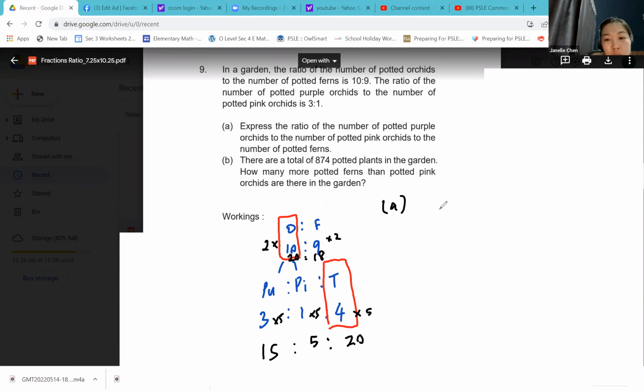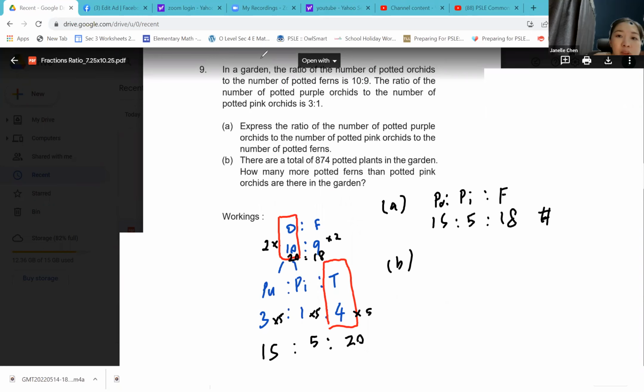The reason I say I accidentally found A is because the question wants us to express the ratio of the number of potted purple orchids to the number of potted pink orchids to the number of potted ferns. So basically we have purple, pink, and then fern. Purple is equal to 15, pink is equal to 5, and fern is equal to 18. We found the answer for A. So let's move on to B.